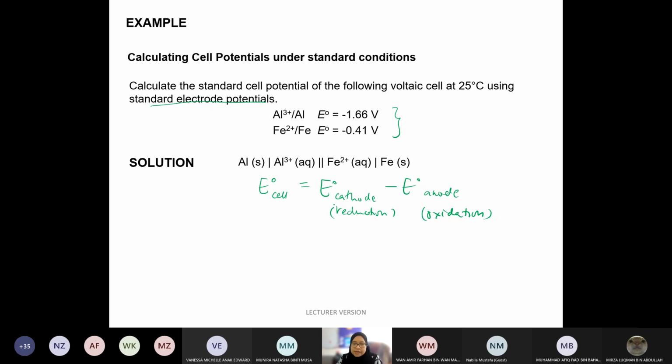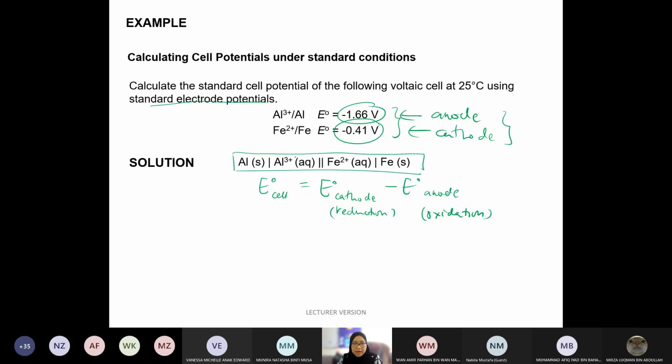So kita dah identify. What we have learned just now, the more negative the value is, the higher tendency to undergo oxidation. Between these two, yang mana yang more negative? This one, negative 1.66. Therefore, aluminium will become the anode. Yang ni kan less negative kan? So this one will become the cathode. So once you have identified this one, masuk je lah dalam formula ni. You can also use this, since it is given, you can double confirm.